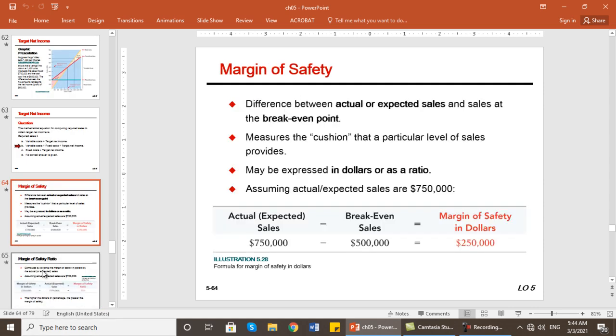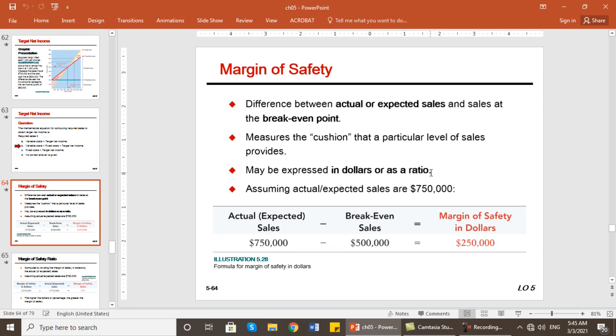Here's margin of safety: the difference between actual or expected sales and sales at the break-even point. Margin of safety measures the cushion that a particular level of sales provides, and may be expressed in dollars or as a ratio.